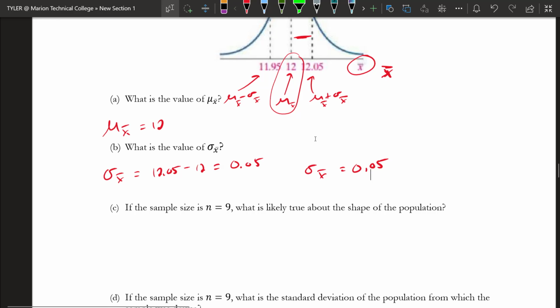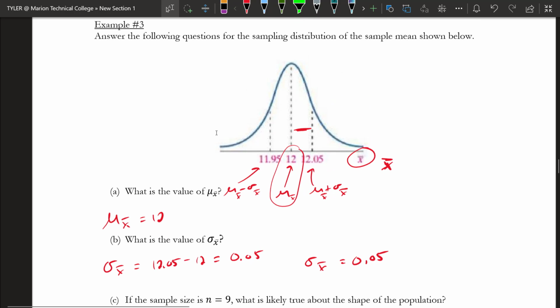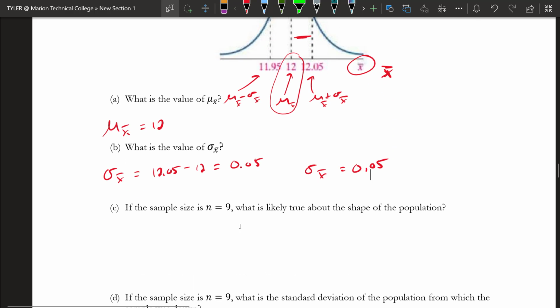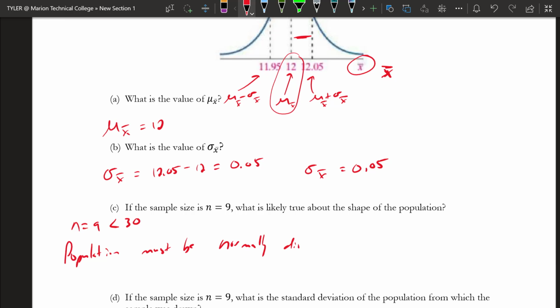And then part C says if the sample size is n equals 9, what is likely true about the shape of the population, right? So since the X bar is following a normal model and my n value is less than 30, right? N equals 9, which is less than 30, then what that tells me is that the population must be normally distributed. Right? Because remember, that happens when your population is already normally distributed.